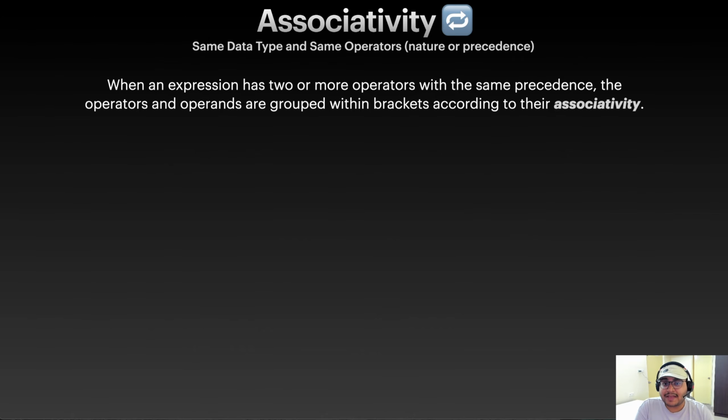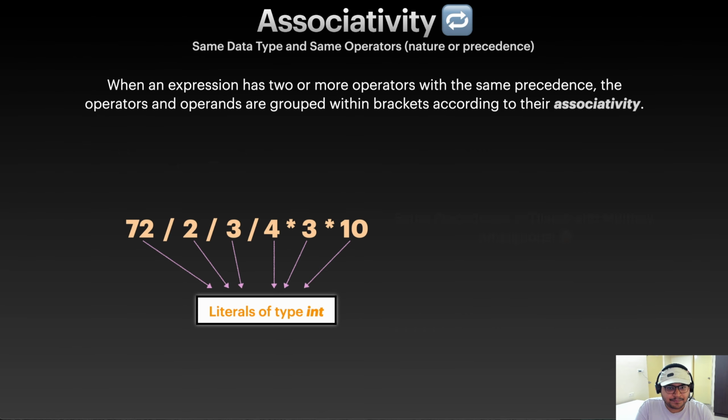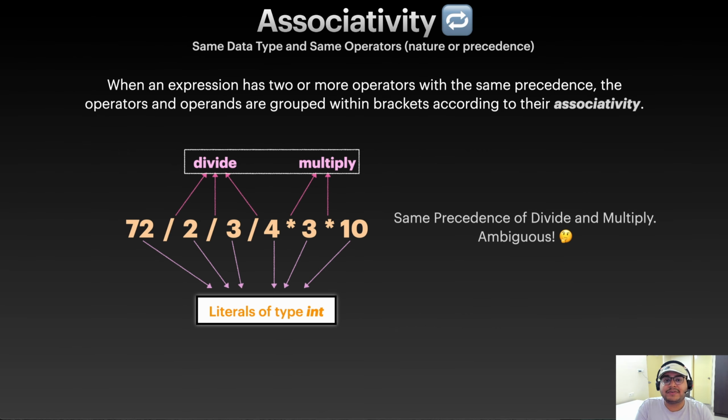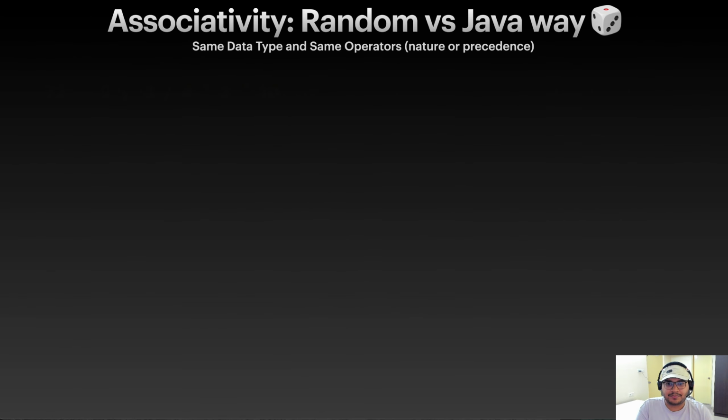When an expression has two or more operators with the same precedence or priority, the order in which they are bracketed is determined by the rule of associativity in Java. Consider this expression. All the operands are literals of data type int, and all the operators are of the same precedence or priority. Let's first understand the problem that we might face when we don't define any associativity in Java.